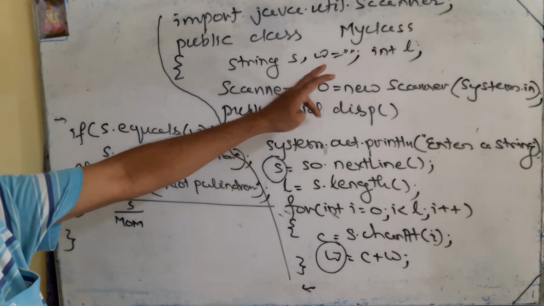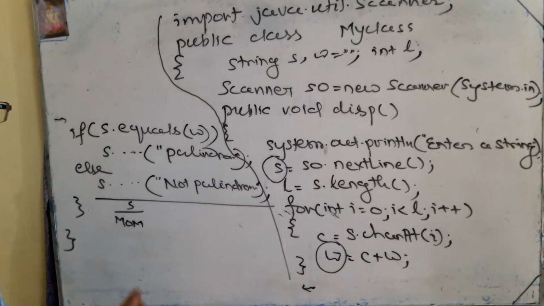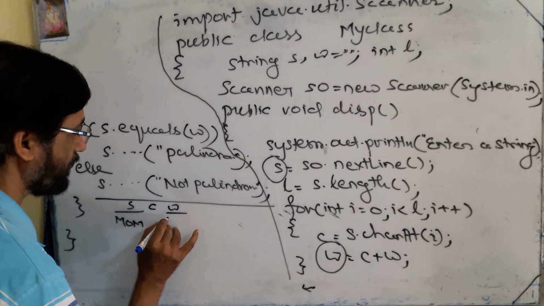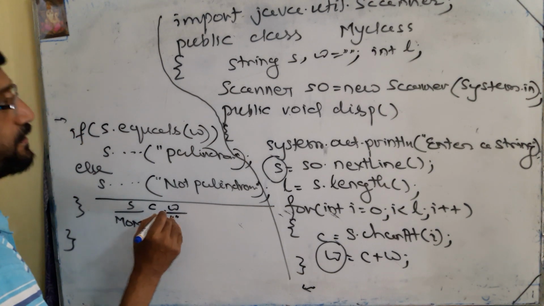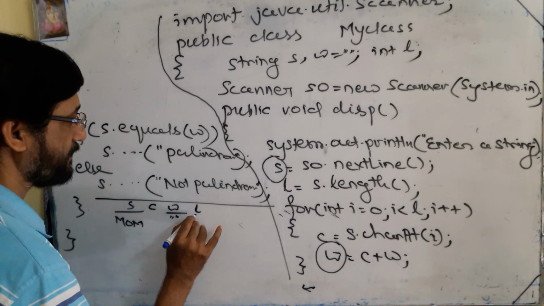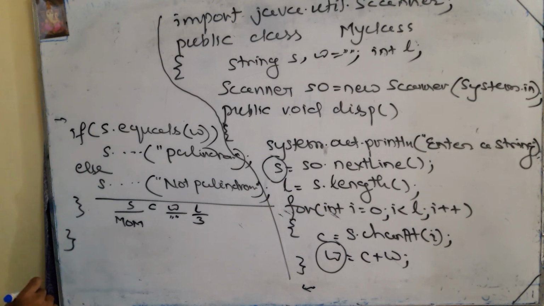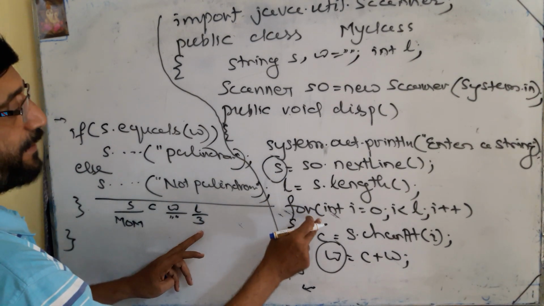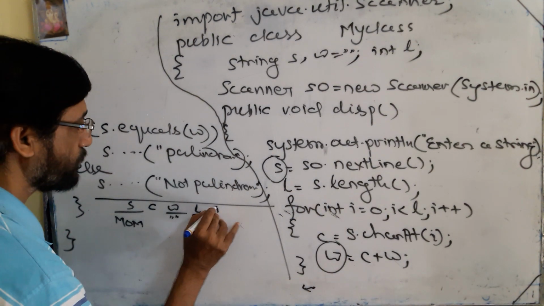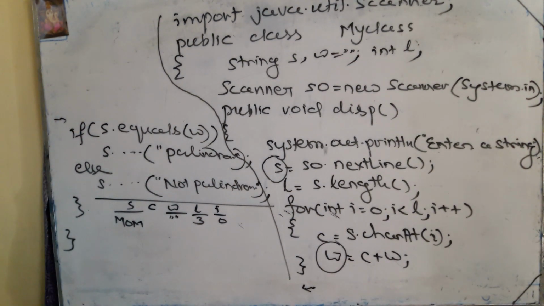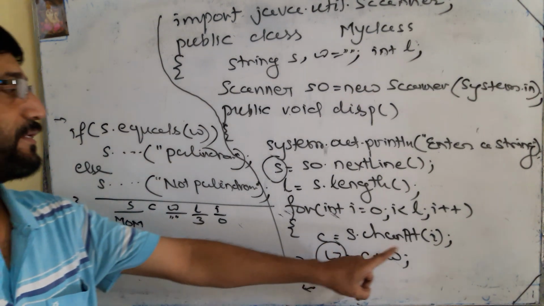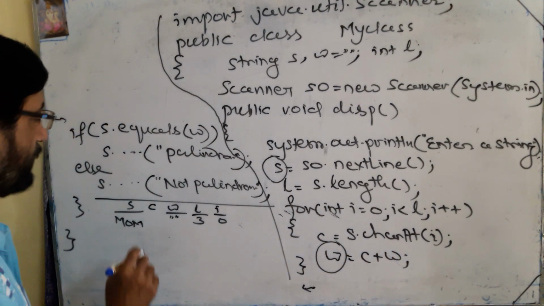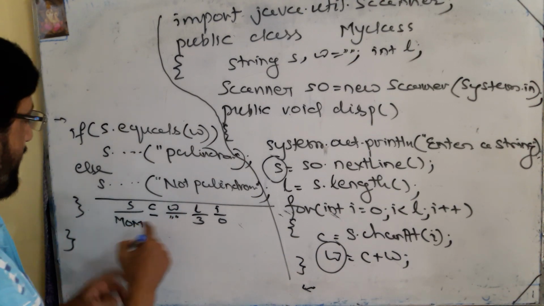Okay, now the value of s is mom, the value of c and w is null, and the value of length is 3. Now we continue the process and come here, l is 3, then for i equal to 0, so the initial value of i is 0. So c is equal to charAt(i), it will select the character at index position i, that is 0. So the value of c is m, the first index.